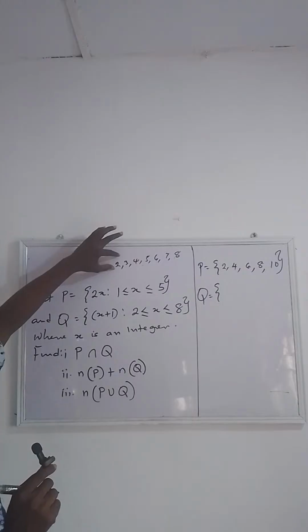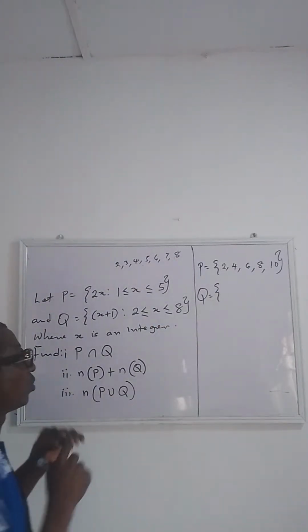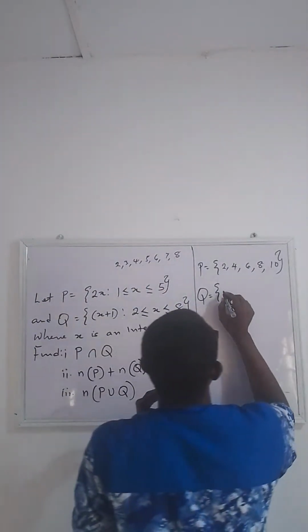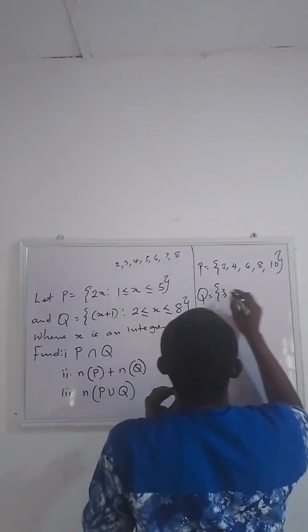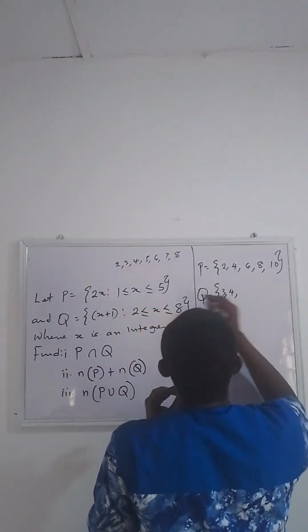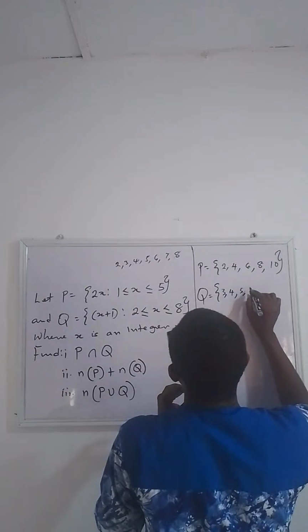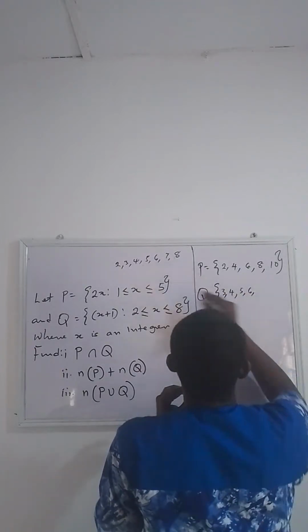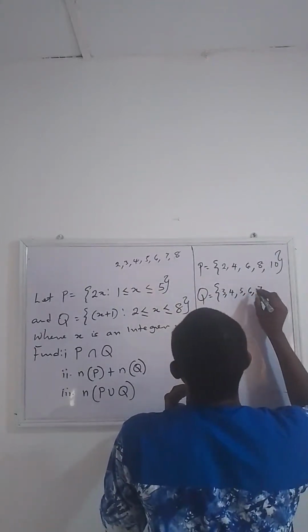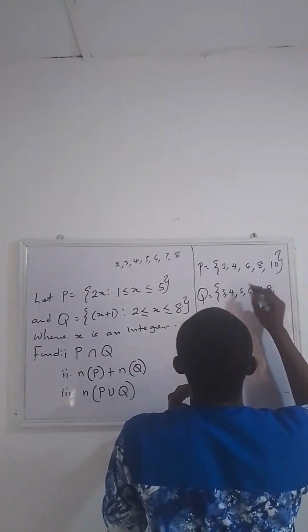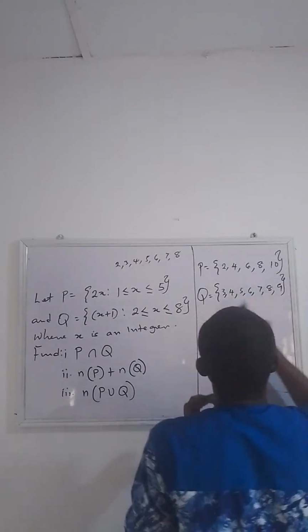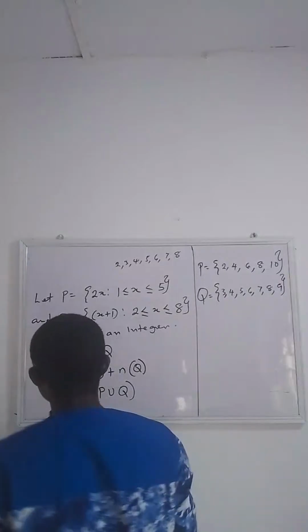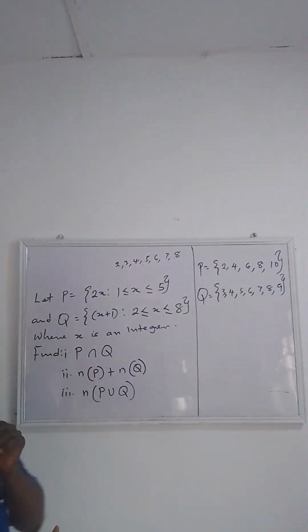Okay, and I'll now list. Now let's do that. So I'll add 1 to 2. So that gives me 3. Add 1 to 3, you have 4. Add 1 to 4, you have 5. Add 1 to 5, you have 6. Add 1 to 6, you have 7. 1 to 7, 8. 1 to 8, you have 9. So these are members of set Q.